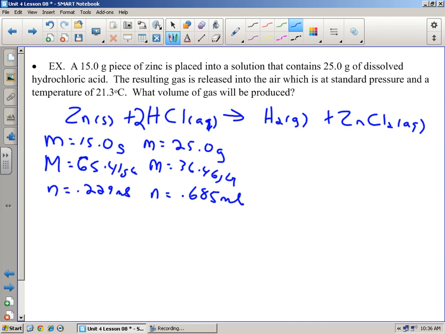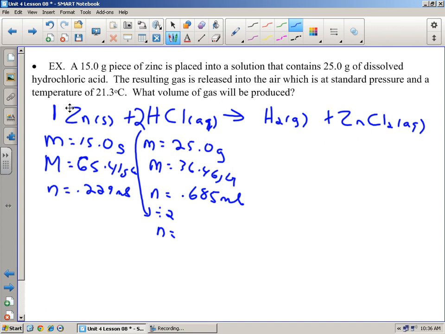Okay, and I would recommend doing this all the time. You say, hey, look, this is for 1 mole here. That's what I figured, 0.229. But this is for 2. Let's divide by 2 and get it down to a 1-to-1 ratio, right?